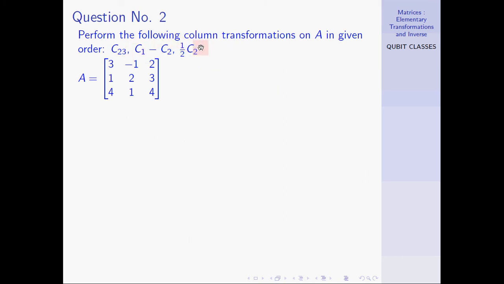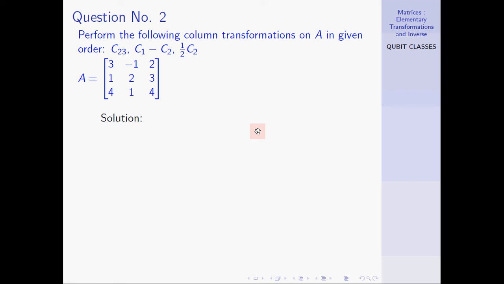Perform the following column transformations on matrix A in the given order. C23, C1 minus C2, and the third operation is 1 upon 2 into C2. The matrix A is 3 -1 2, 1 2 3 and 4 1 4.